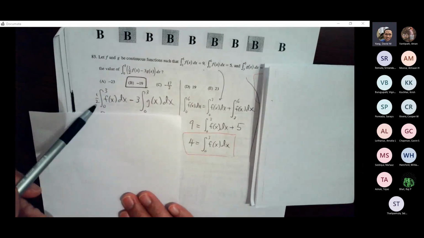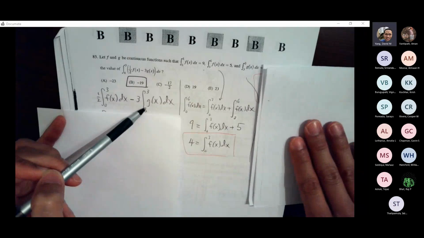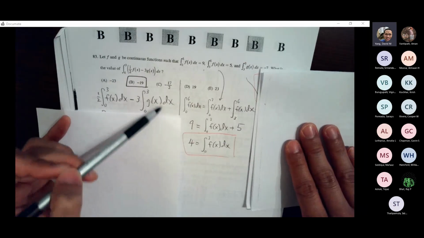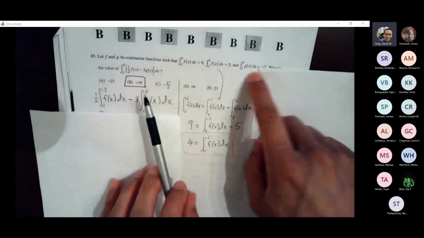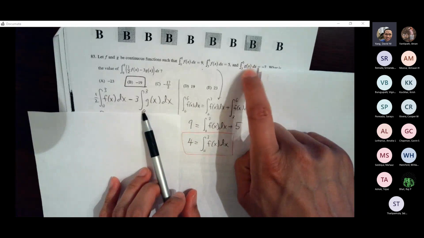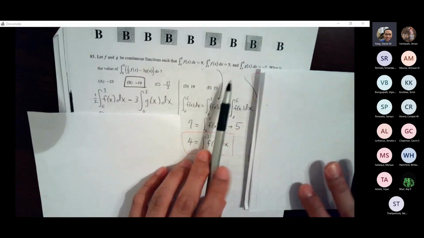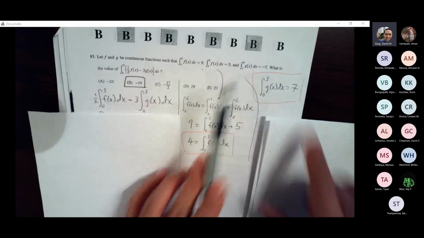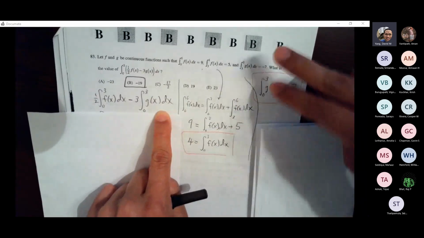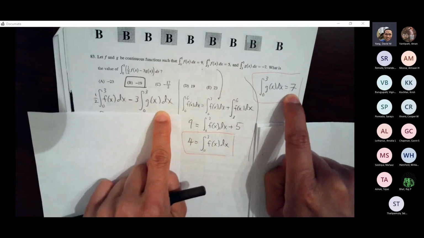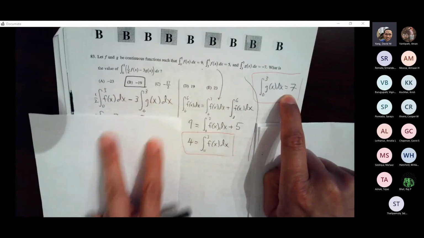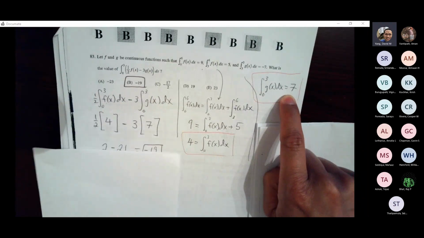4 times 1/2 is 2. And then the second part, the integral of g of x dx. We know that this is pretty similar, but not quite the same order as what we see here. So I'll flip the bounds, make this integral from 0 to 3, which will make it positive 7. So if I want to match these two together, I need to flip the bounds and adjust the signs.